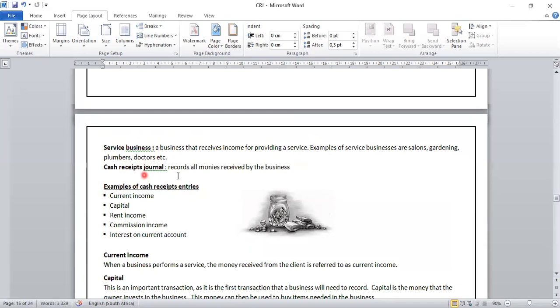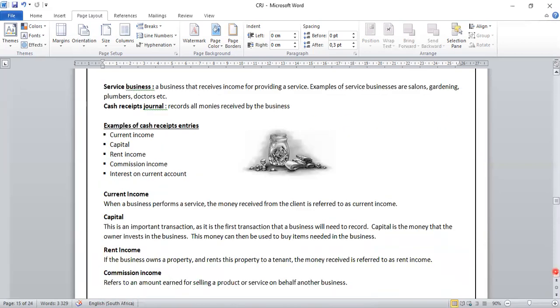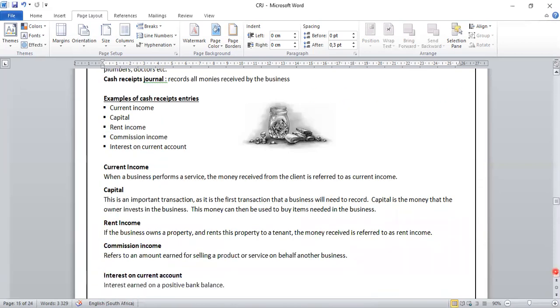The cash receipt journal records all monies received by the business. Examples of cash receipt entries are current income, capital, rent income, commission income, and interest on current accounts. Then let us look at each of these entries in detail.